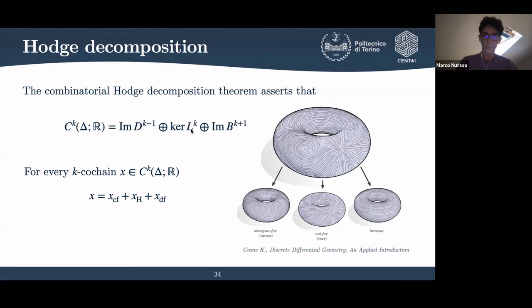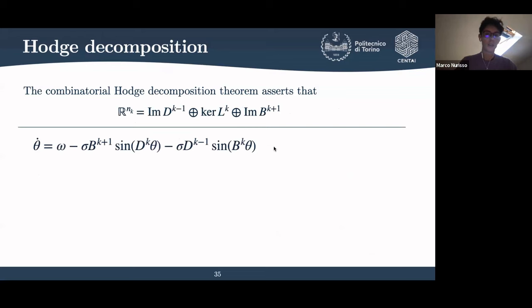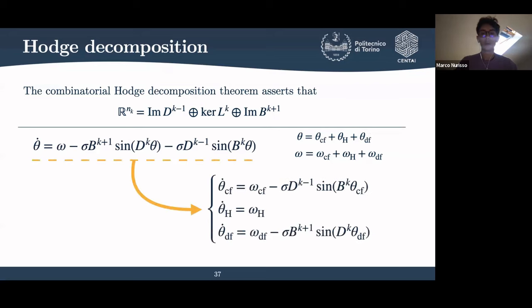So what do we do with this? We have a dynamical system which is based on k-cochains. You can apply this theorem to the phases. So you can write each configuration of phases and the natural frequencies cochain as sums of 3 independent and orthogonal terms, the curl-free, harmonic, and divergence-free. And what you can do is then write the dynamics, the differential equation which tells you how each of these components is evolving. And what you find, strikingly, is that each of these equations is independent from the others.